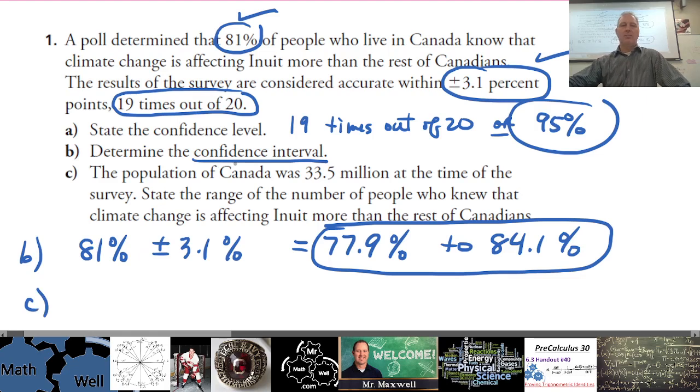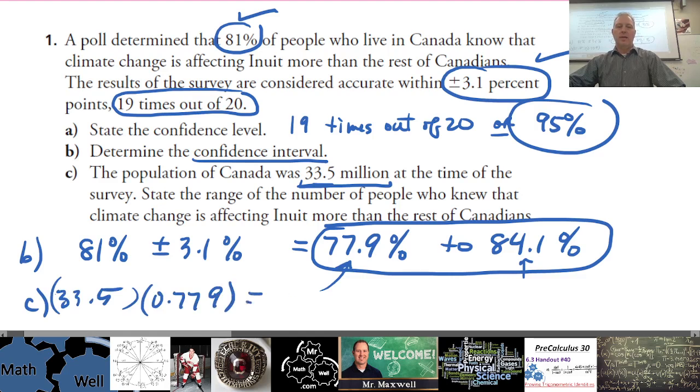And then C becomes pretty easy. Let's read letter C. The population of Canada was 33.5 million at the time of the survey. State the range of the number of people who knew that climate change is affecting Inuit more than the rest of Canadians. So we're basically finding out what value of our population is 77.9% and what value is 84.1%. So 33.5, that'd be in millions, times the decimal form of the percent, 0.779. What does that equal?